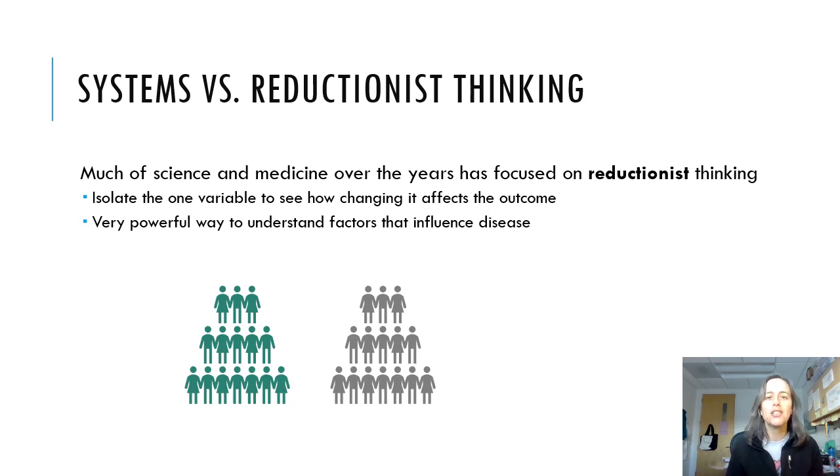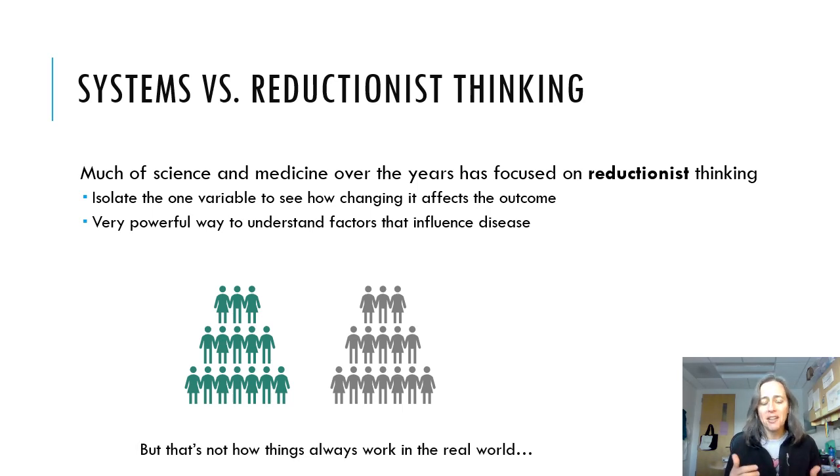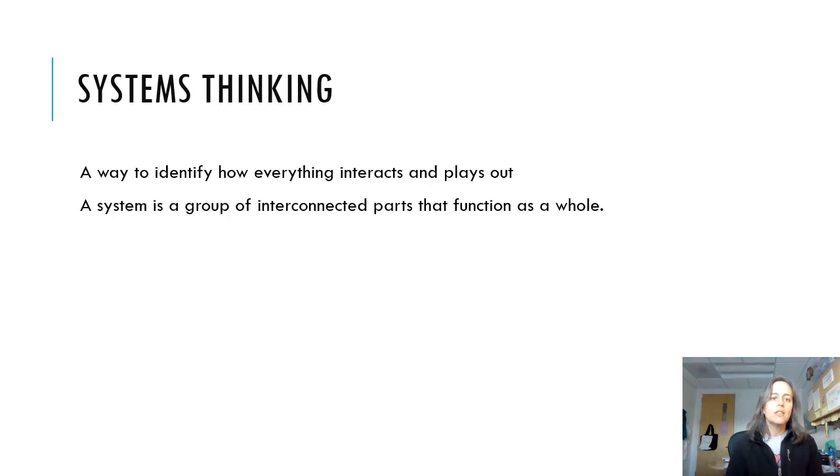But it's important to acknowledge that it's not sufficient, because in the real world, nothing works in isolation. Everything influences everything else. So while we need to understand the individual contributions of specific variables, we also then need to look at putting them all together. So that's what systems thinking is going to be about. So we're going to identify then how these different things interact and play out and how they impact each other. And it's important to acknowledge that a system is a group of interconnected parts that function as a whole.